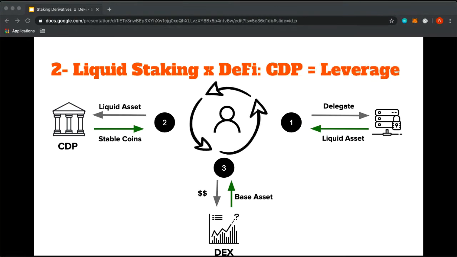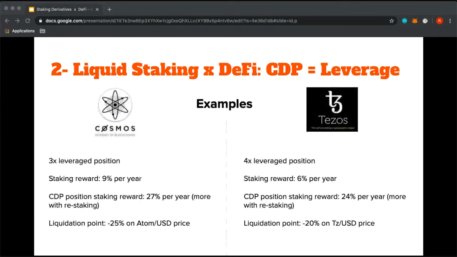And this is something really cool that can be done, because we start with one asset. We delegate it, receive the liquid asset, take the liquid asset, put it in a CDP, receive a stable coin, take the stable coins, buy the base asset again, delegate it, receive liquid asset, etc. So we can repeat this operation over and over again until we reach a limit, which is between 3 and 5x of leverage. And once we reach this limit, we can look at some interesting examples. I'm going to show you two examples, one of Cosmos and one of Tezos.